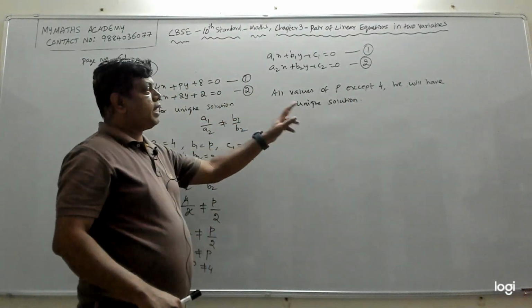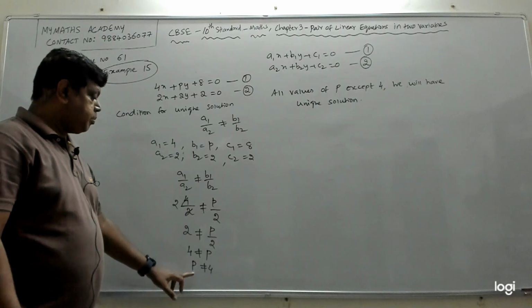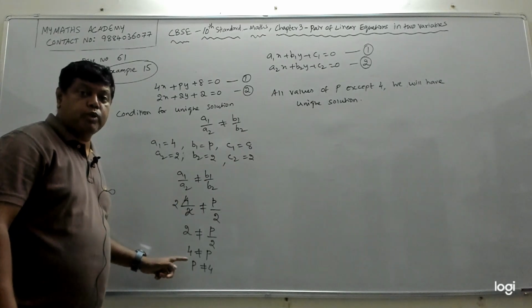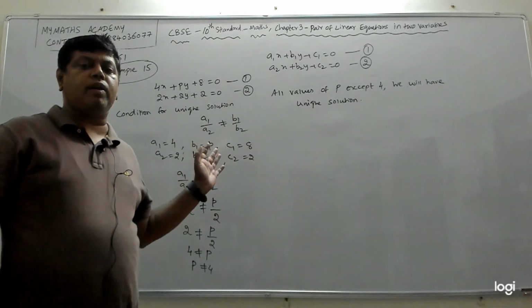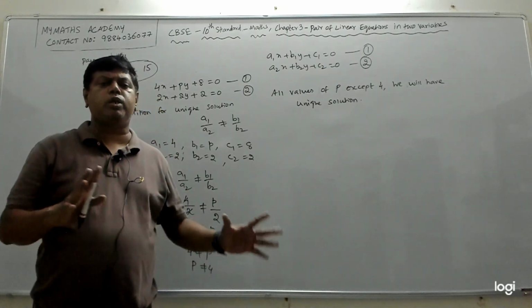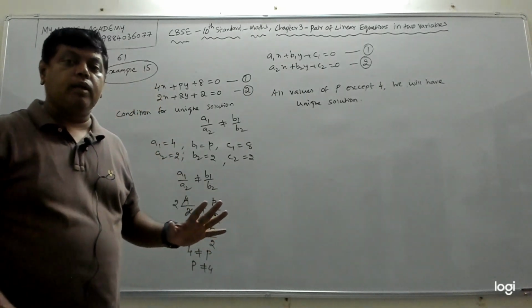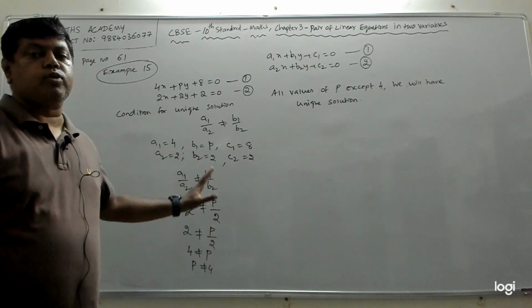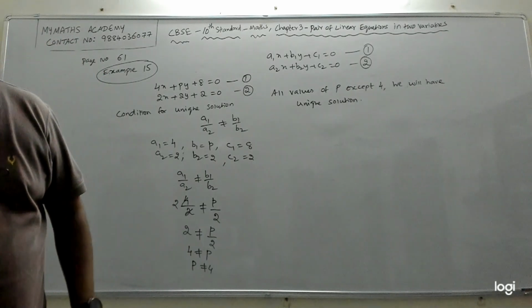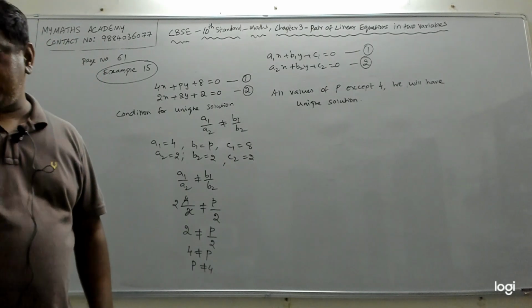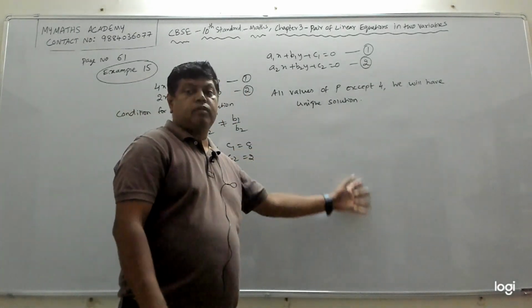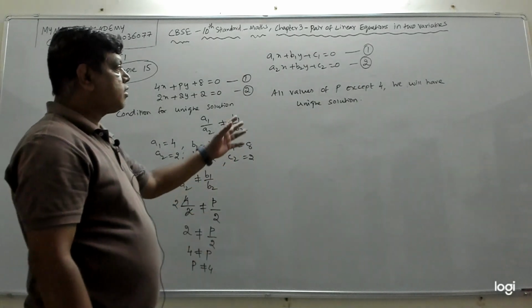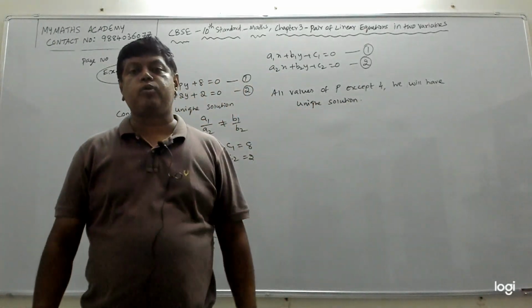So for all values of P except 4, because P should not be equal to 4, because if P is 4, then this condition will not be satisfied. So P can be any other value: 1, 2, minus 1, 1 by 2, 3 by 7. P can be anything except 4. Only then will we get a unique solution. So we will say that for all values of P except 4, the given pair of linear equations will have a unique solution.